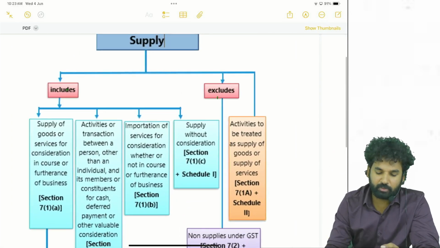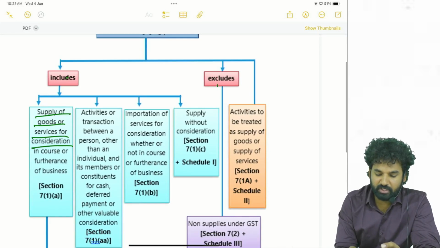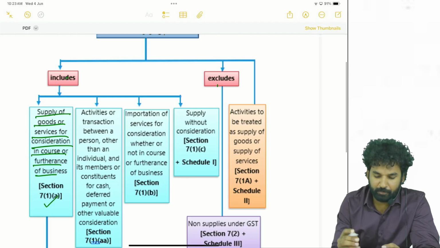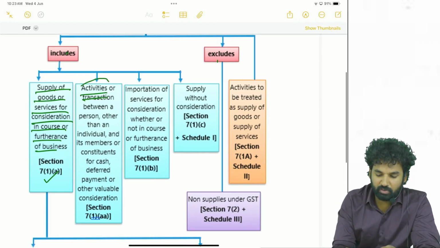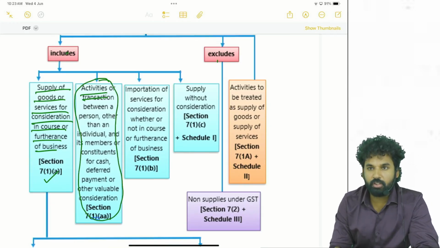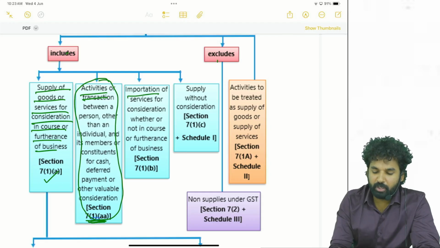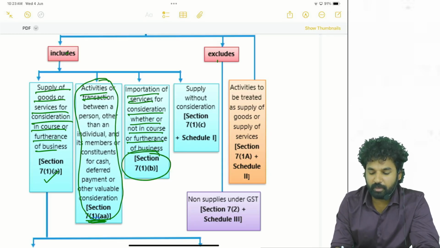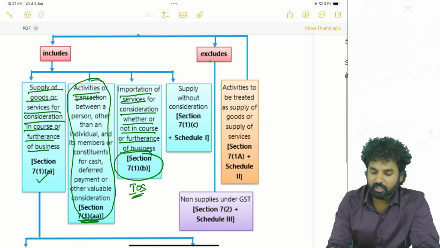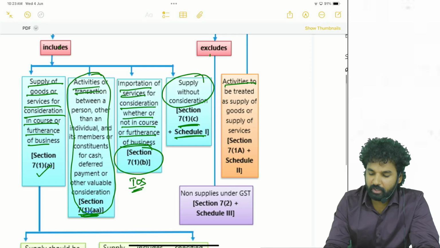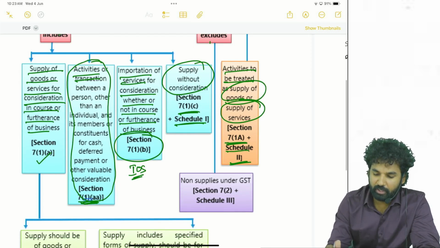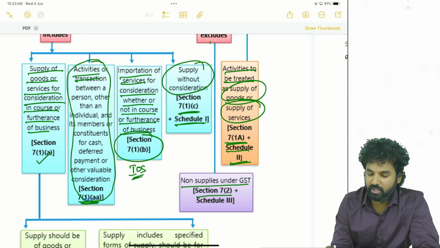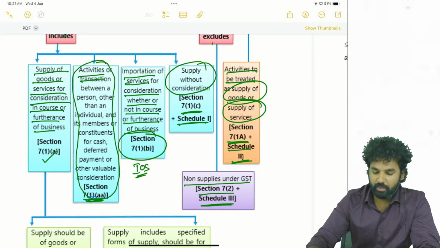Supply includes, and supply excludes. Supply includes supply of goods or services for consideration in the course or furtherance of business, 7(1)(a). Activities or transactions, this we will discuss later, 7(1)(aa). Next, importation of services for consideration, whether or not in the course or furtherance of business, 7(1)(b). Next, supply without consideration, 7(1)(c) and Schedule 1 activities. Next, activities to be treated as supply of goods or supply of services, 7(1)(d), Schedule 2 activities. And supply excludes non-supplies under GST, 7 subsection 2, Schedule 3. So these are the activities.